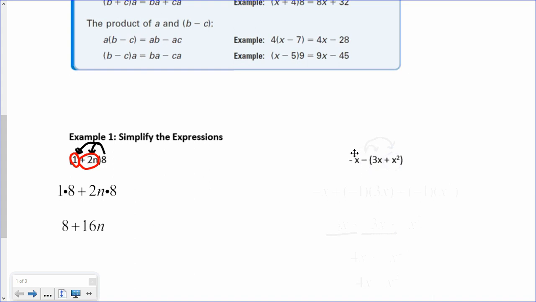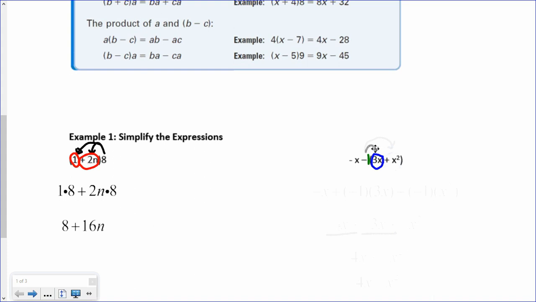The other part is this one. If you see a number minus the parentheses, this number over here, this minus x, is not what's being distributed. The number that is right in front of that parenthesis is the number getting multiplied. And if you don't see a number there, like we don't see here, you put in that invisible 1. So really we're distributing out a negative 1.